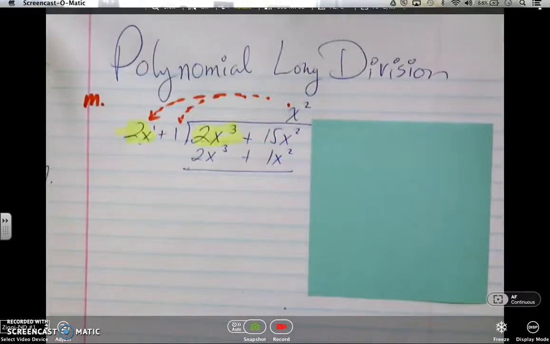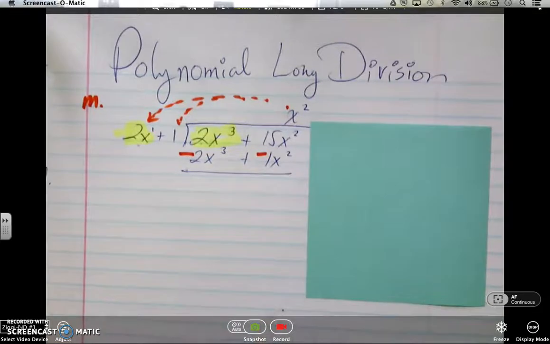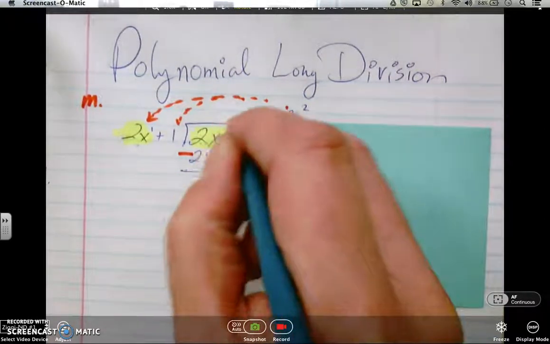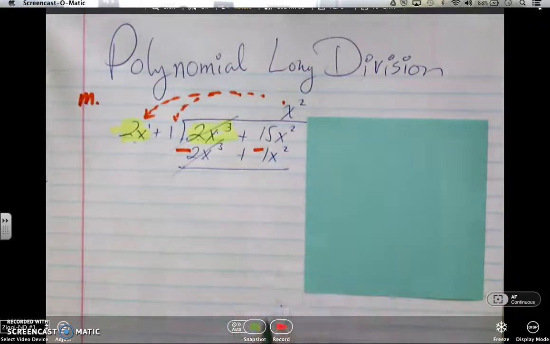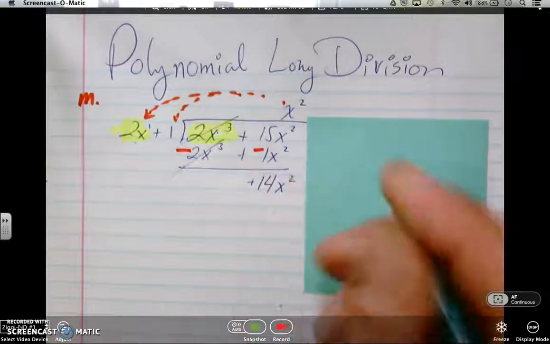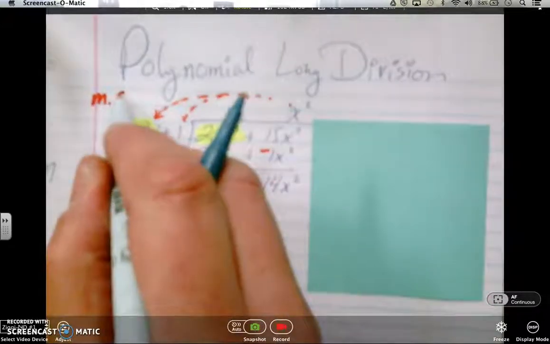Now, when I do the subtraction, I put it in a different color so it stands out, so my brain remembers to subtract it. Because if you make a mistake here, every step after this will be wrong. So, 2x cubed minus 2x cubed, those cancel, and they always should. Next, 15 minus 1 is positive 14x squared. So we multiplied and we subtracted.